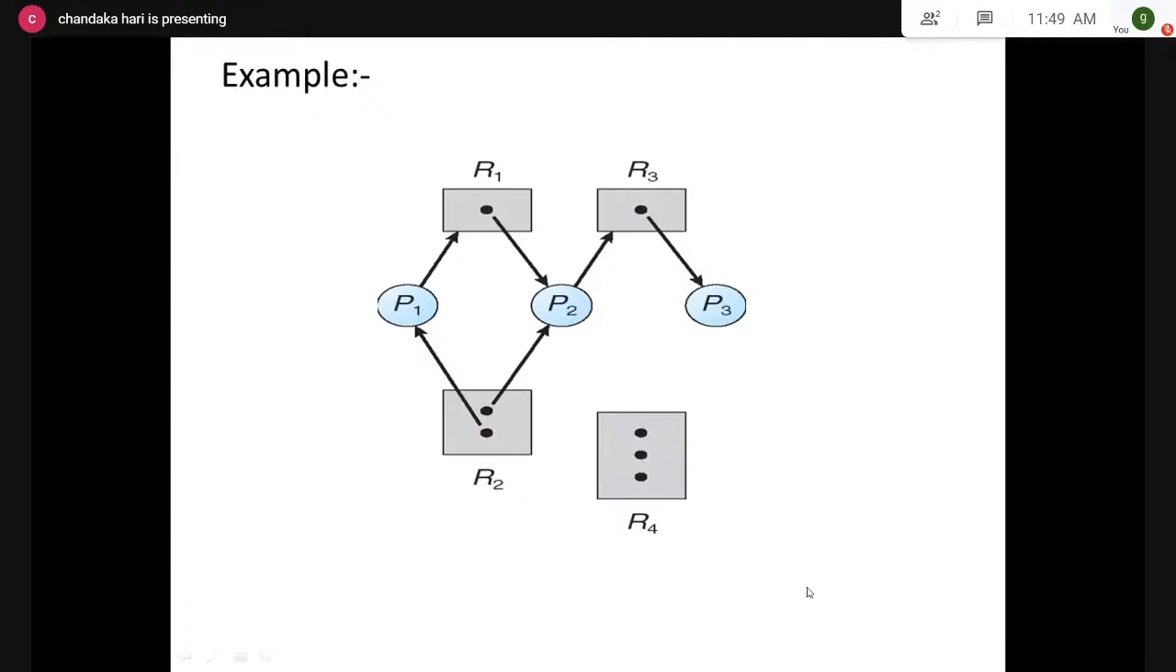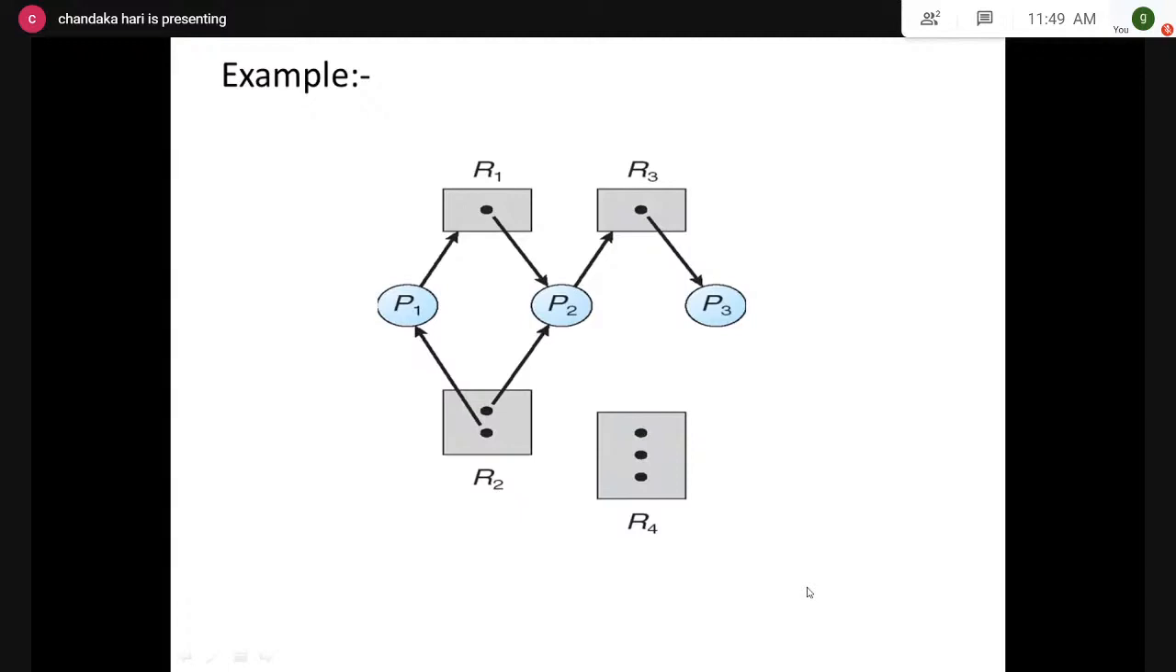Okay, and what is the need of representing this in a graph? Whether the system is in deadlock or not, we'll see now. Process P1 is holding R2 and requesting a resource R1. Process P2 is holding R1 and R2 and waiting for R3. So P1 is in waiting state, P2 is in waiting state. Process P3 is holding R3 and not waiting for anyone.